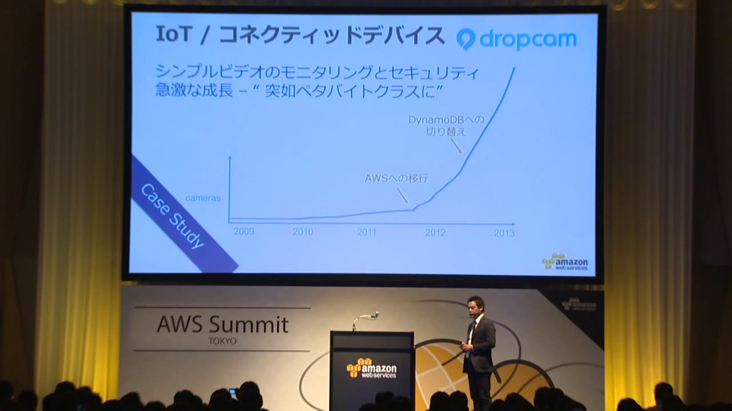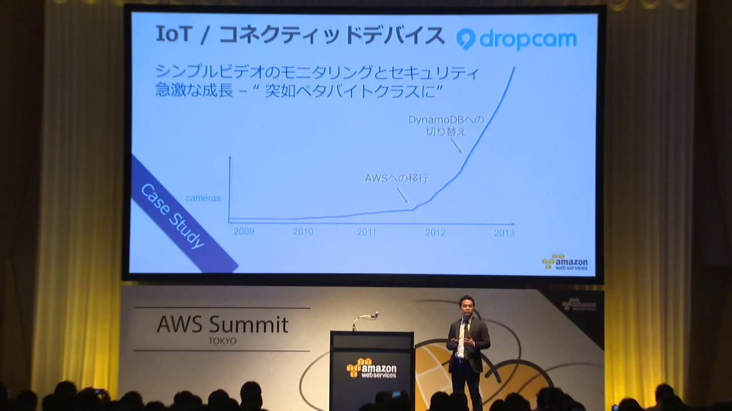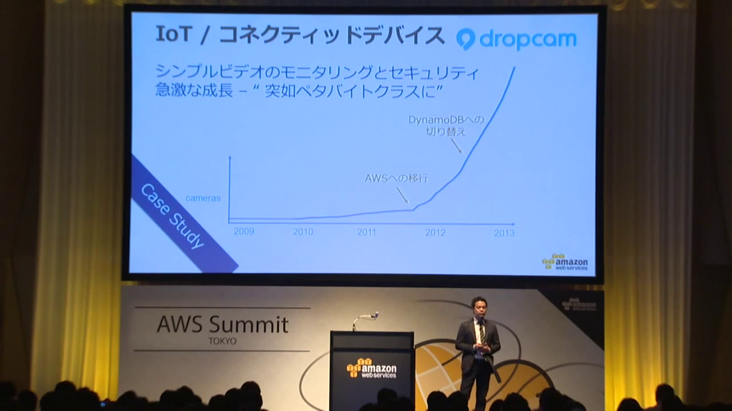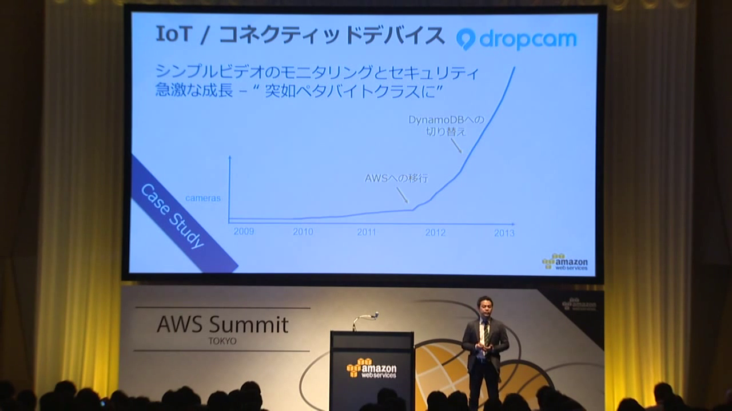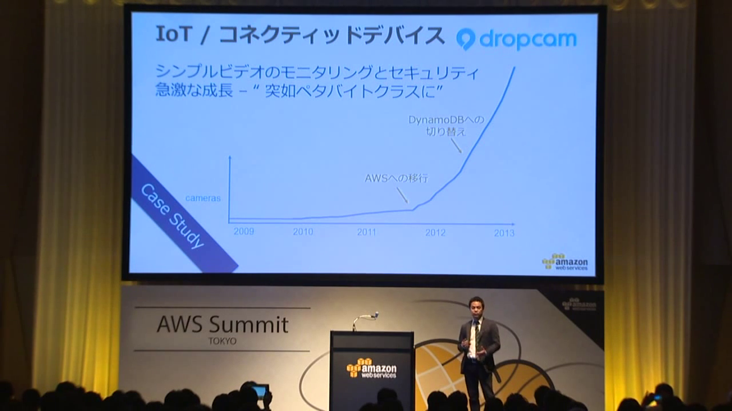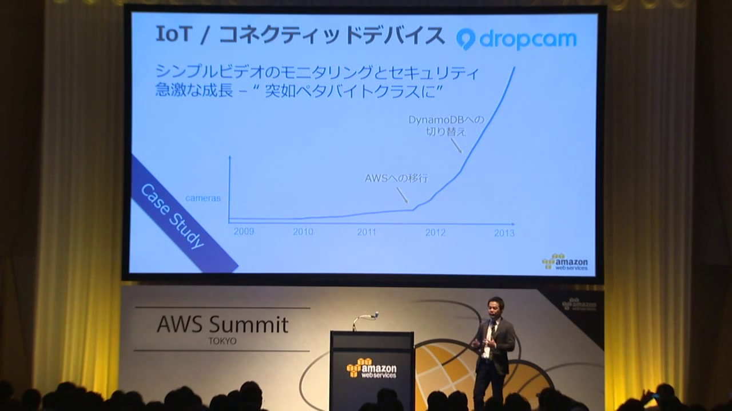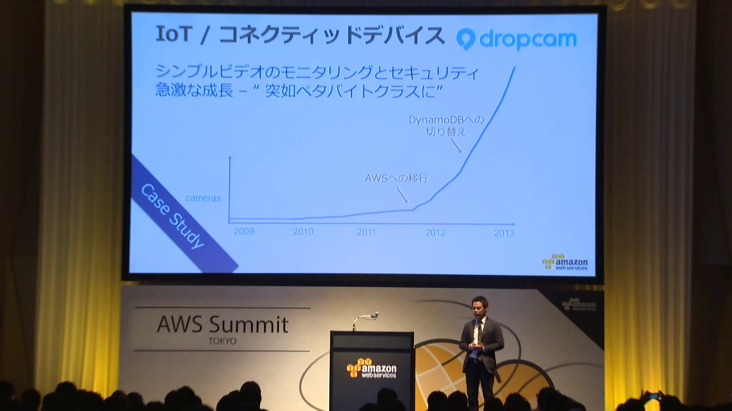Next is the connected device use case. This is Dropcam. How many of you know Dropcam? Several of you. This is a camera which can be connected through Wi-Fi. This is a surveillance camera and widely adopted in the US. So you install this at home, and maybe you can monitor your kids or your pets. Or if a thief is intruding into your home, you can monitor the intrusion using this camera.